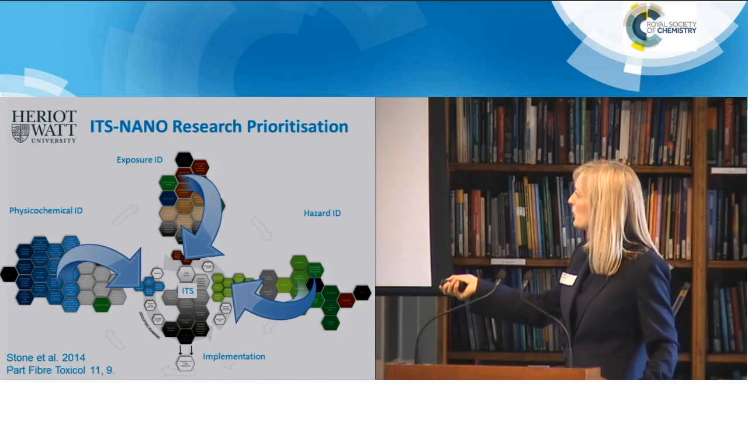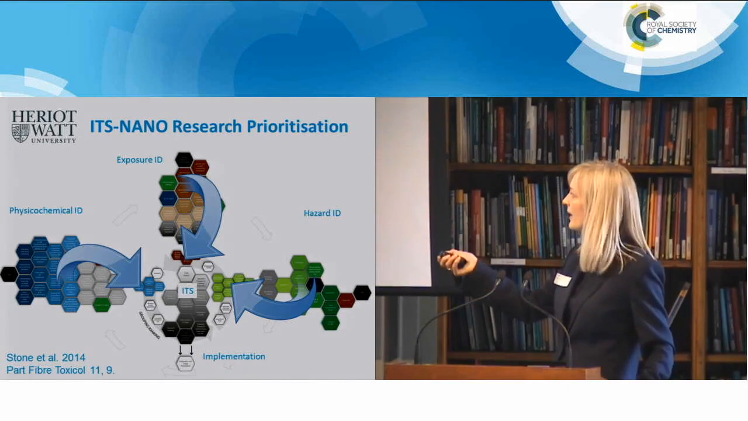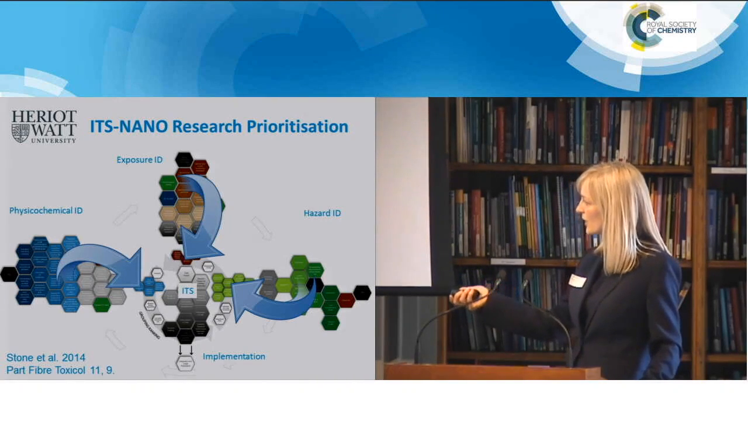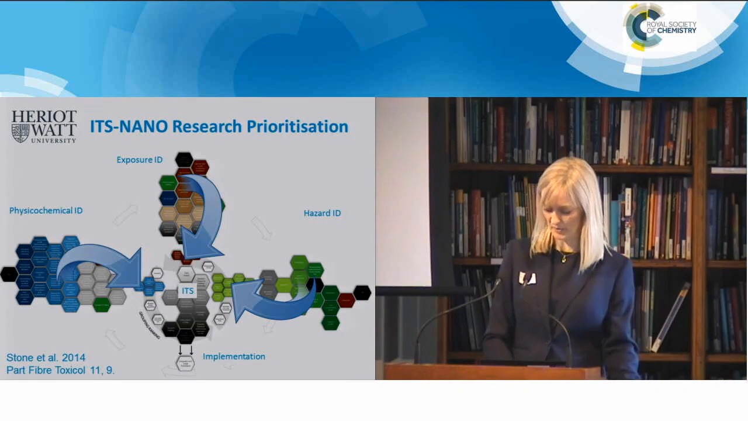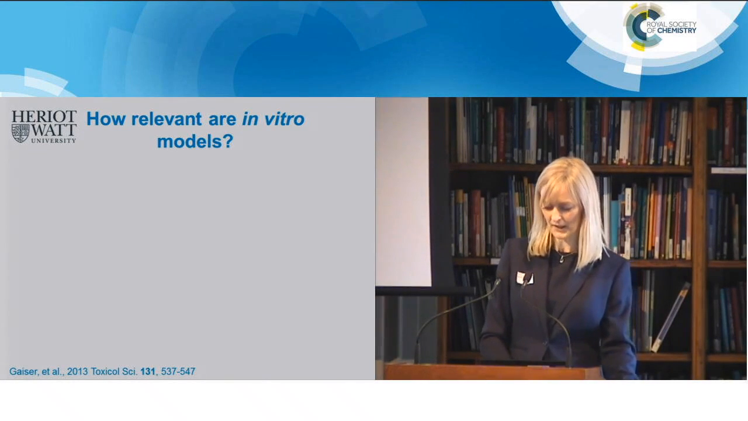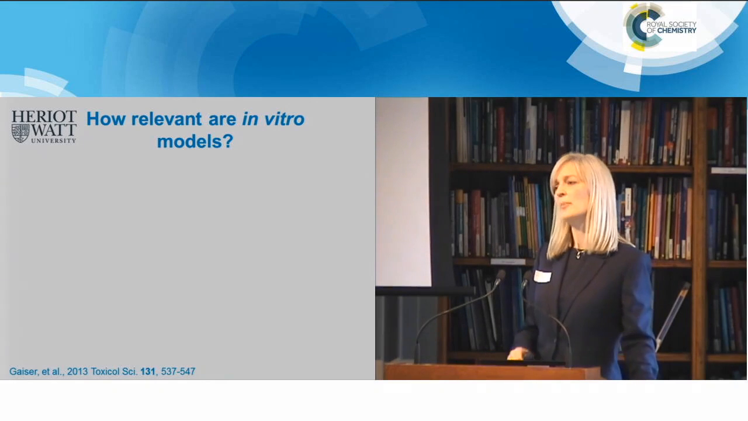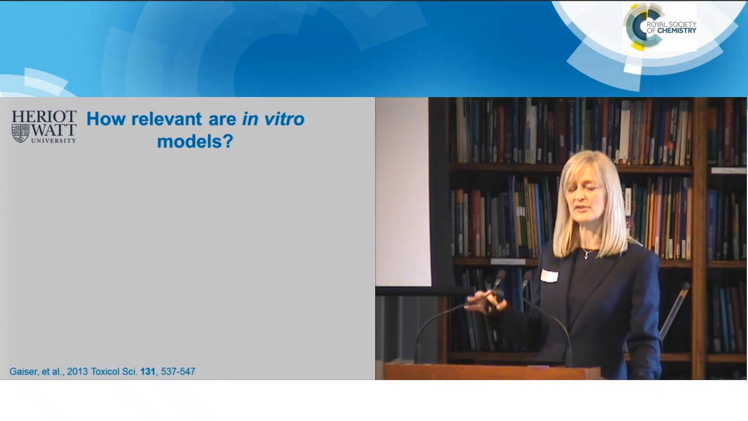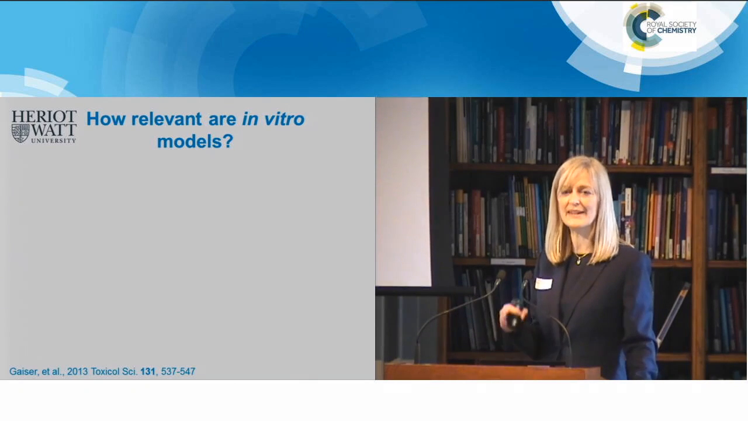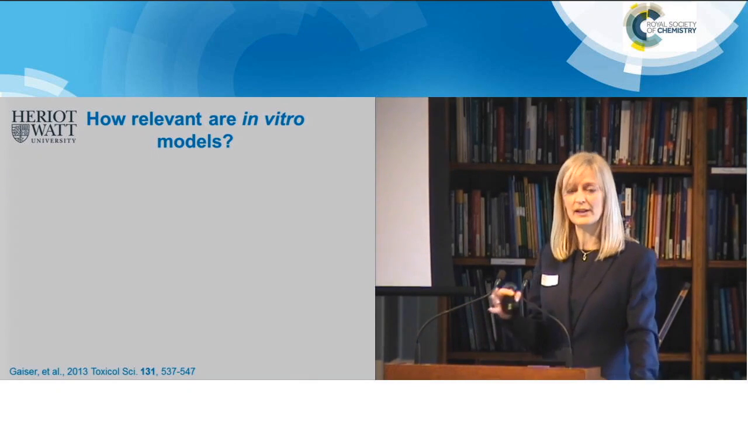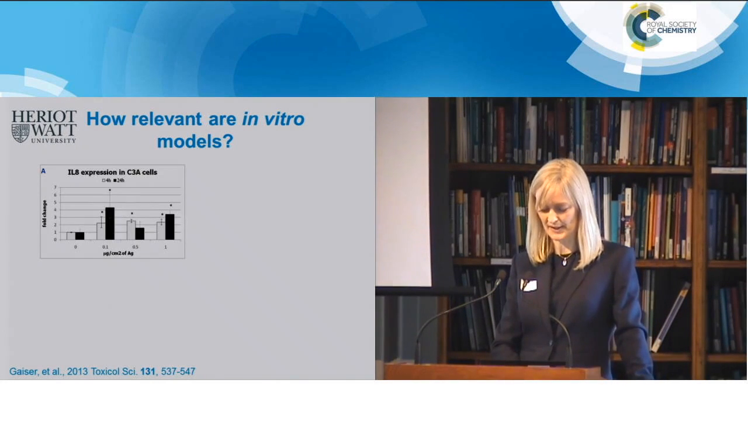And in ITS Nano, we put those all together to come up with a strategy for grouping and ranking, and this intelligence testing strategy. And you can see more detail on that if you're interested in particle and fiber toxicology. So one of the major conclusions from that project was that we need better models, and for the models that we have and that we're developing, we need to make sure they're relevant. Are they giving us information that's relevant to the human or animal models to allow us to do risk assessment?